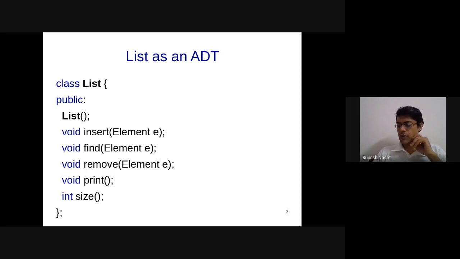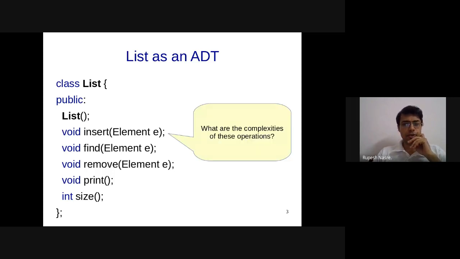So if we have to worry about the complexities of these operations, what will you say? Insert will be? Okay, Mayank, Aniruddha, Kaushik say order 1. So let's think about this. Why will it be order 1? Pavan says order n. Why will it be order n? Any suggestions?